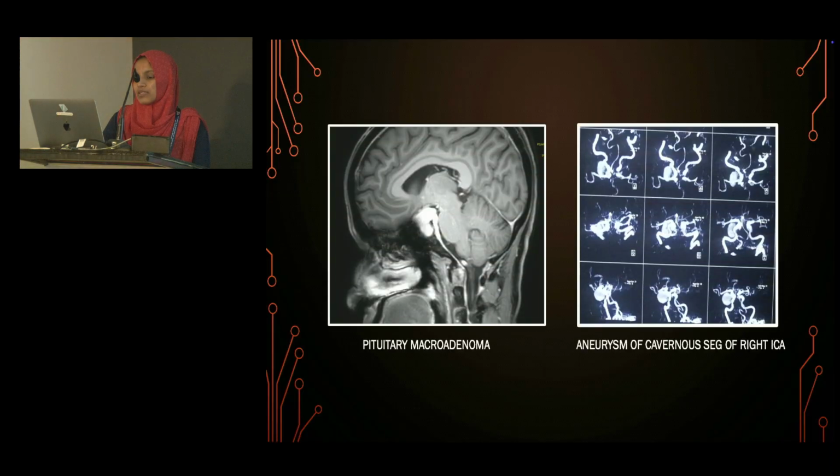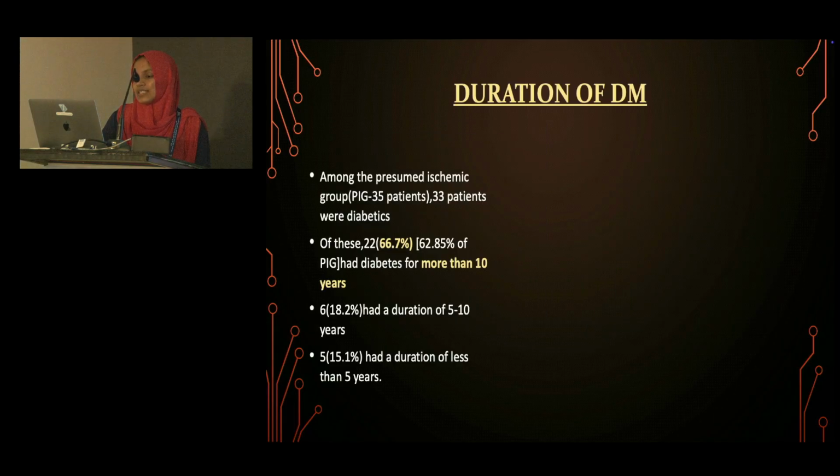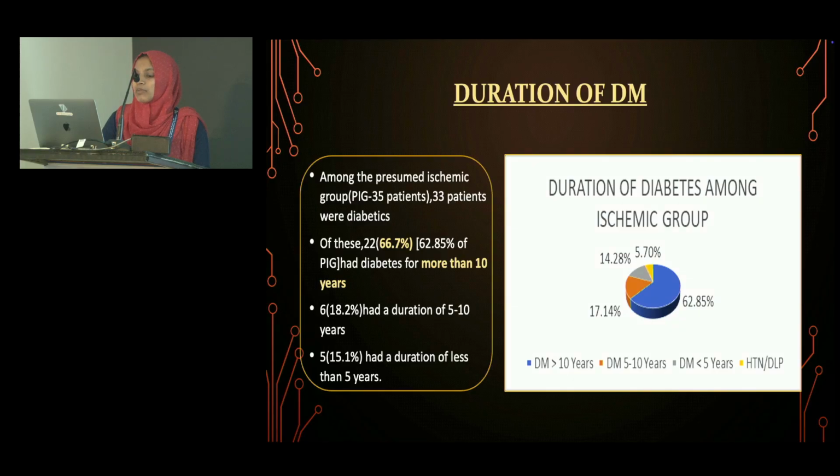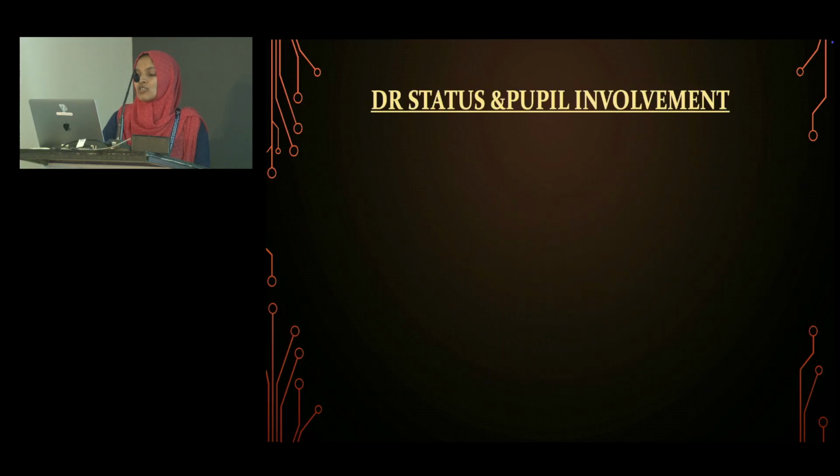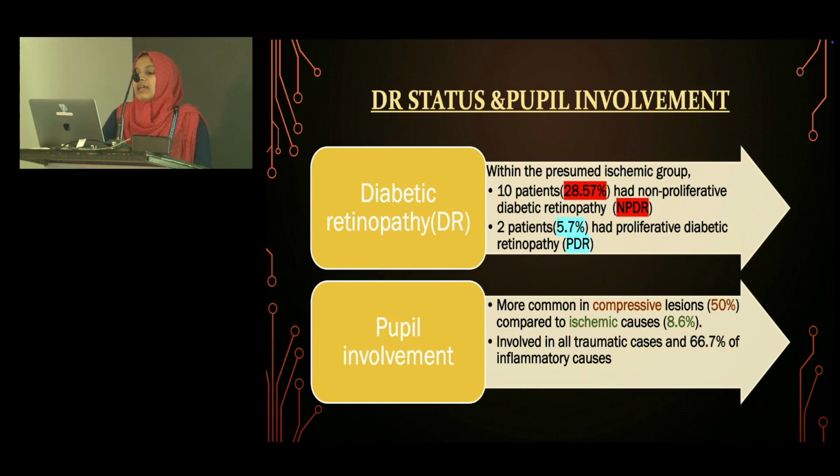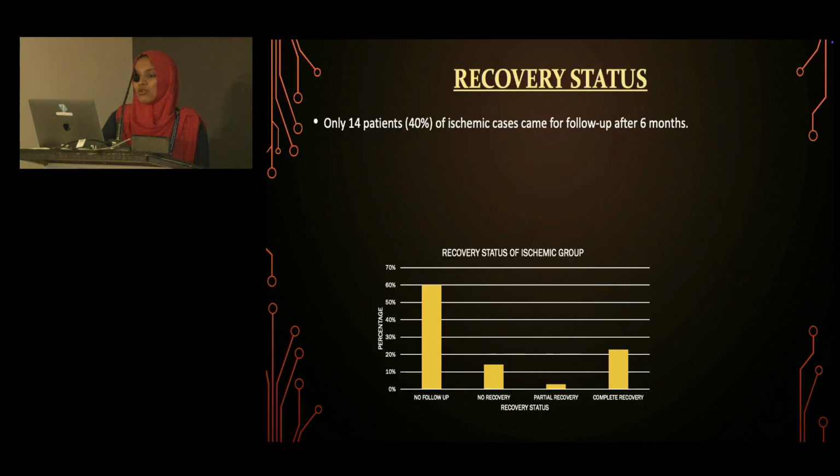This is the pituitary contrast enhanced MRI of a patient with pituitary macroadenoma, and this is the aneurysm of the right eye ICA. Among the presumed ischemic group, 33 patients were diabetics. Out of that, more than 2/3 had diabetes for more than 10 years. Within the presumed ischemic group, 10 patients had NPDR and 2 patients had PDR. Pupil involvement was more common in the compressive lesions compared to ischemic causes. Pupil was involved in all traumatic cases and two-thirds of the inflammatory causes.